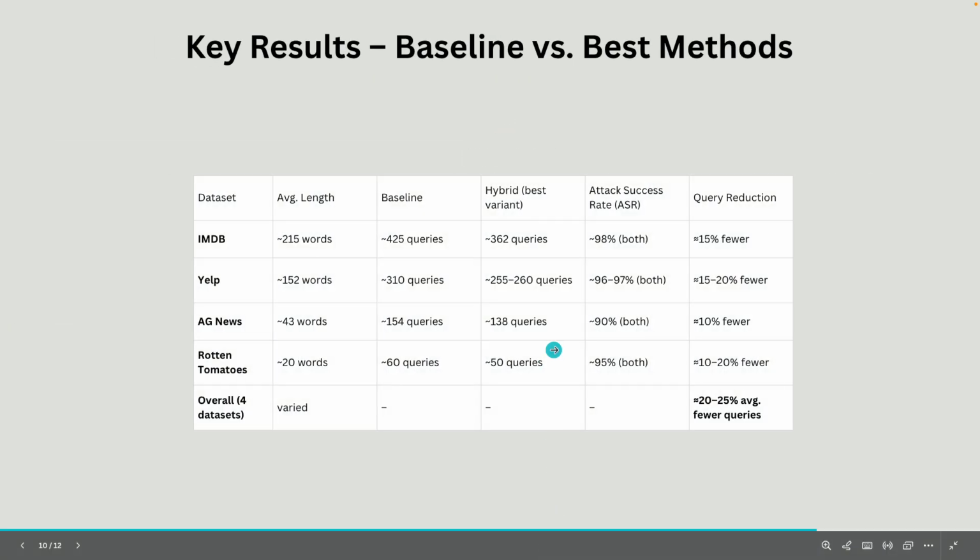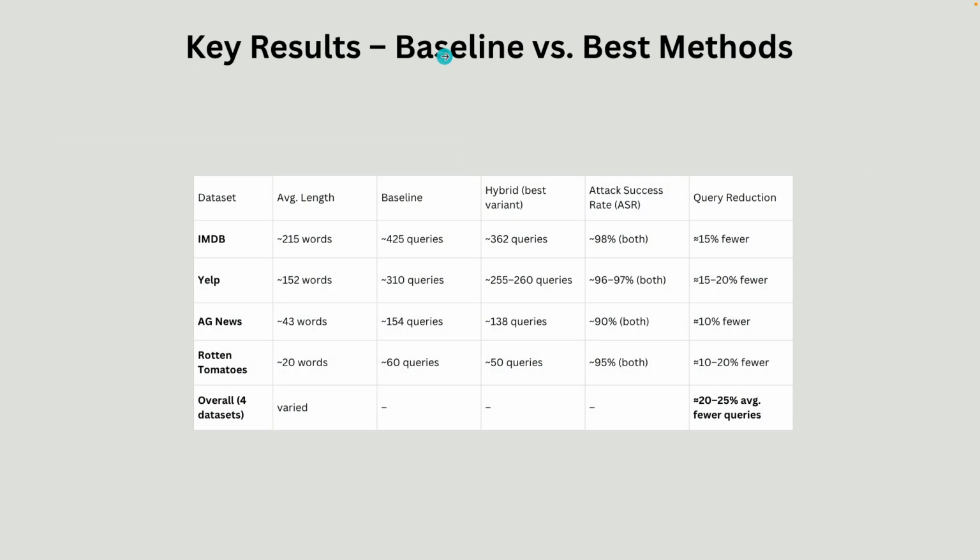So these are the key results. We compare the baselines and the best methods. Here the values are all averaged out. The baselines, on average, produce 425 queries for IMDb, being the longest sequence of words in the example. But our hybrid version, which is the best variant, yielded about 362 queries. The same drop in percentages is observed throughout the datasets, where we see about a 15 to 20% reduction in queries.